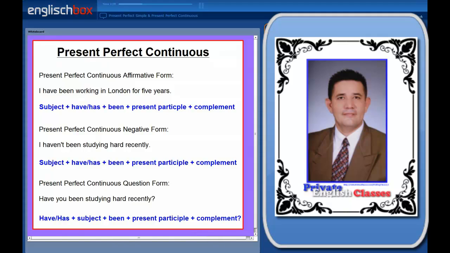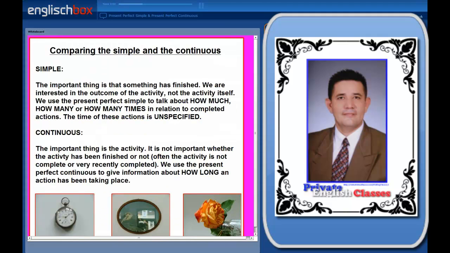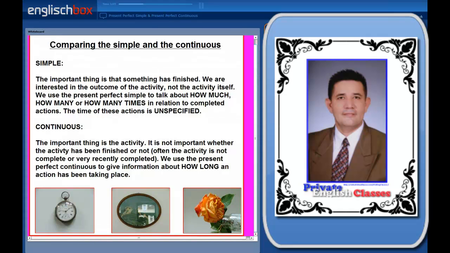Okay, so we've looked a little bit at the structure. What about the use of the tense? We have 2 explanations here. The first explanation relates to the present perfect simple, and the second explanation to the present perfect continuous. The first one reads, the important thing in the present perfect simple is that something has finished. We are interested in the outcome or the result of the activity, not the activity itself.